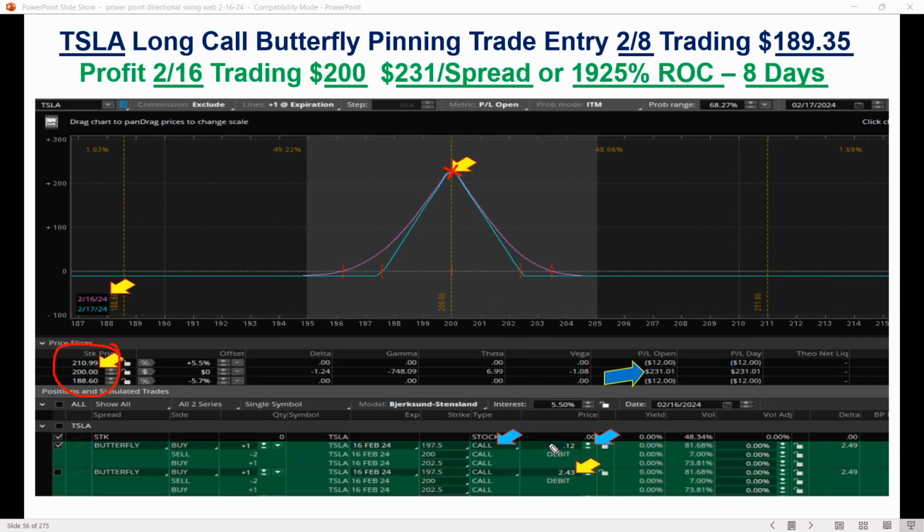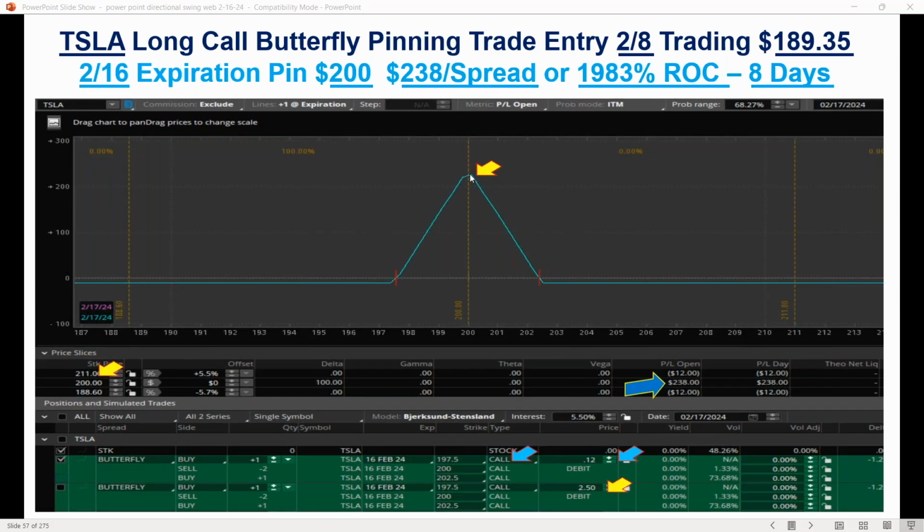So the spread was at 12 cents. Now it was trading at $2.43. So that spread had blown out from 12 cents to $2.43. So 231% return, $231 per spread. So if you did one spread, you made $231. If you did 10, you can do the math. Over 1,900%.